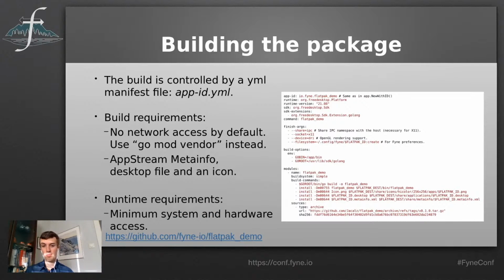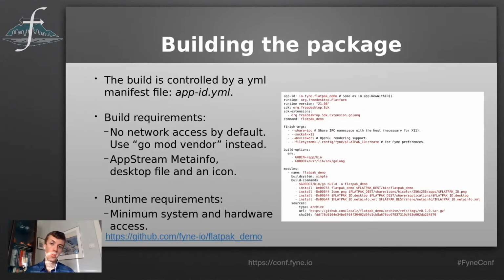Now, let's get into building our Fyne app for Flatpak. First of all, we need a manifest file which we can use to control the build. In this case, it's a YAML file that should have the name of the app ID of the application. And in our little example, it's io.fyne.flatpak_demo, which you can also find on the Fyne.io organization.